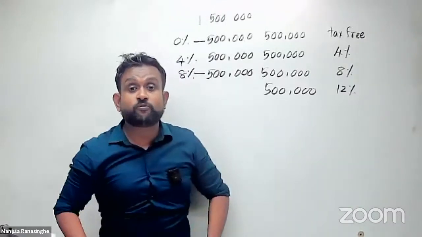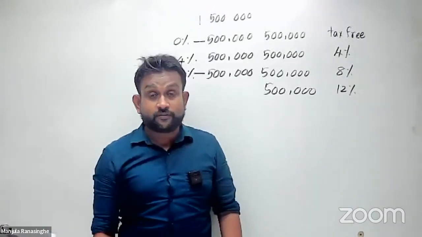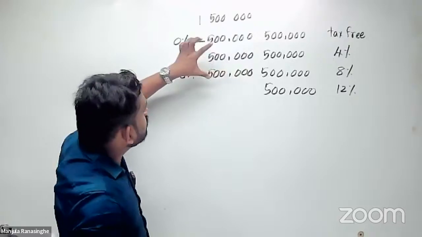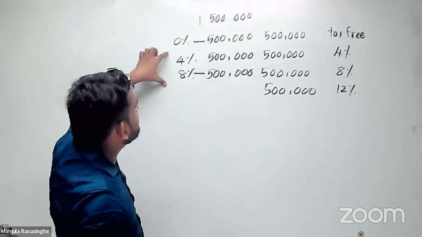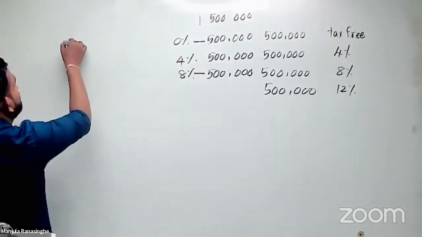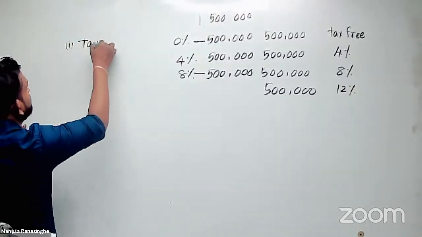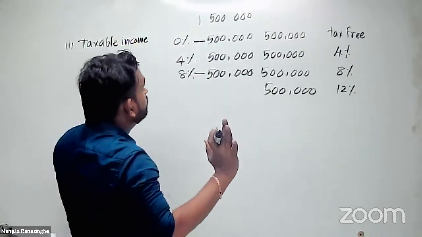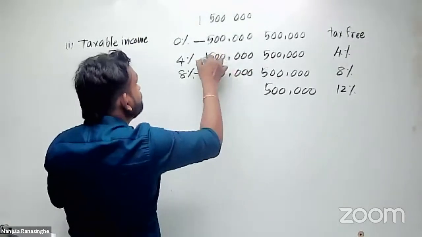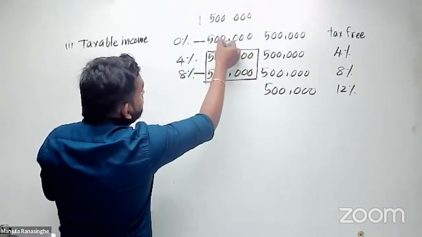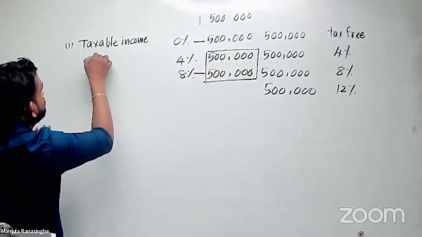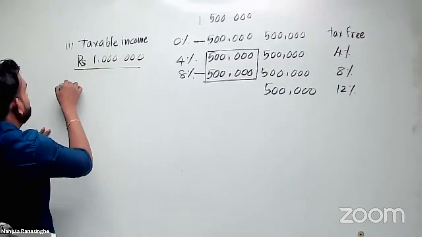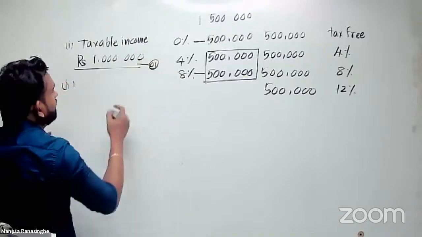Okay, first part they are asking: find the taxable income of Mr. Fernando. Taxable income. So here this is not taxable, tax free. So these two parts are the taxable income. Taxable income, where Mr. Fernando pays the taxes. For what income is he paying the taxes? For this, it is released from the tax. So 500, 500, 1 million. So the answer is 1 million rupees. That is the taxable income. Okay, part one, you have 1 mark there.